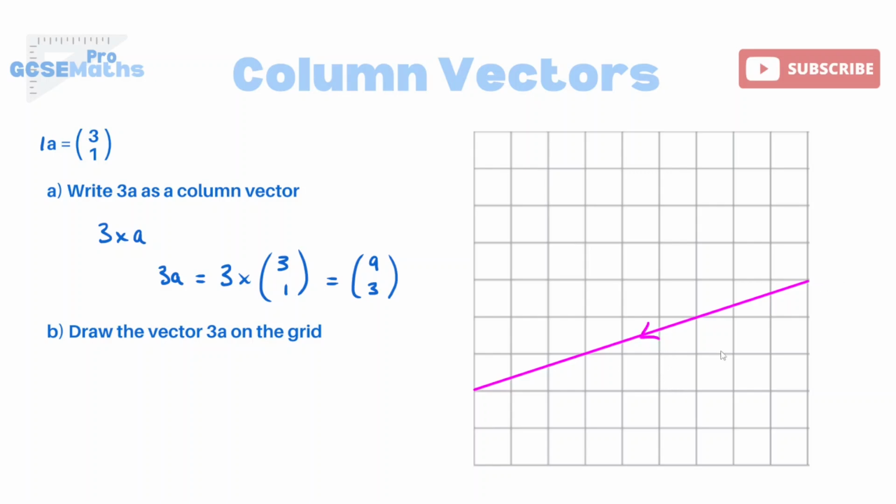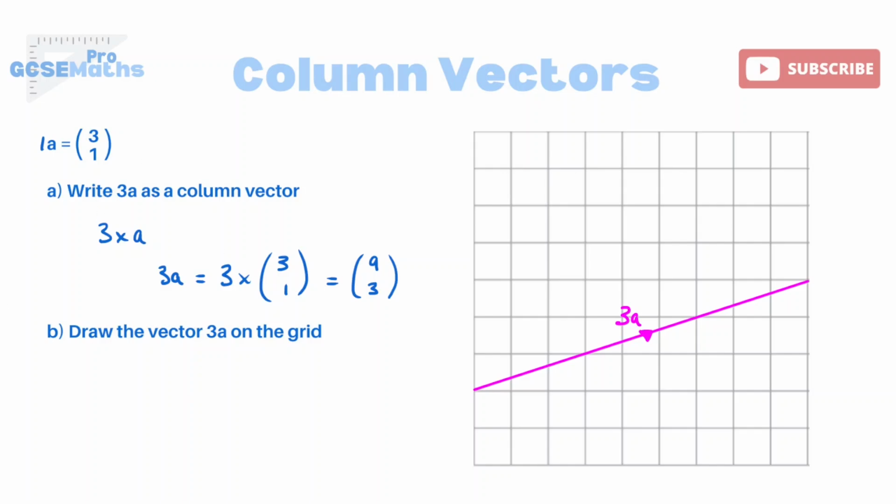Or the other way would be actually 9 to the left and 3 down. That would be a completely different column vector, wouldn't it? That would be written as minus 9, minus 3. So it's the same line, but do you see how if you draw the arrow the wrong way, then it's not accurate? So our arrow has to be going upwards because we were going up by 3. So that is 3A.